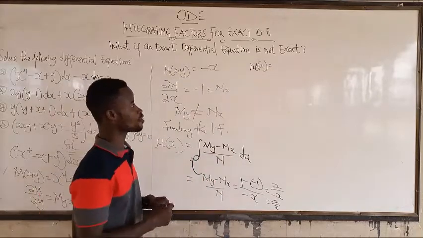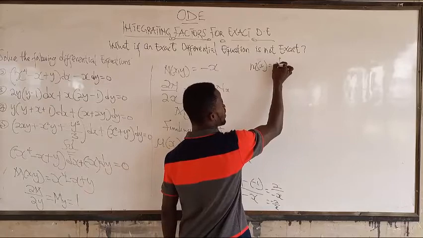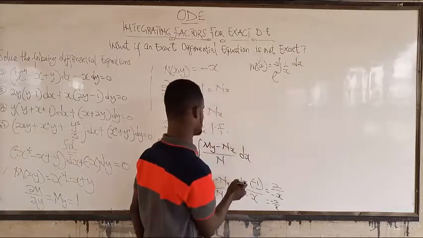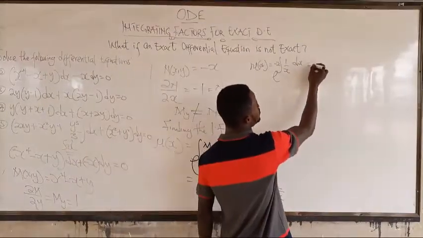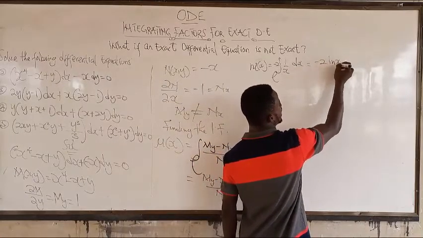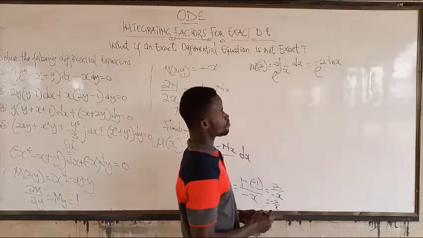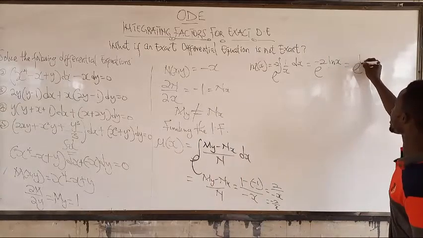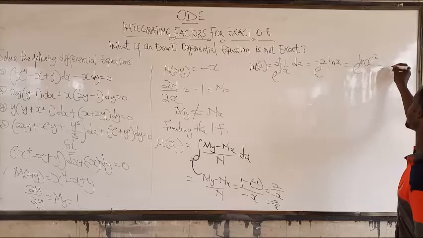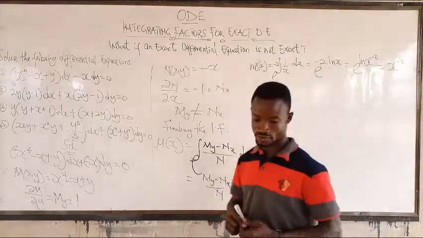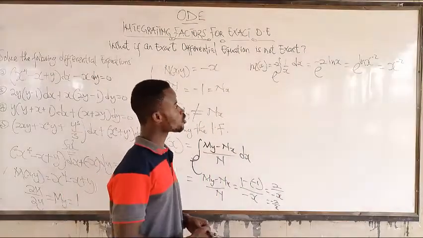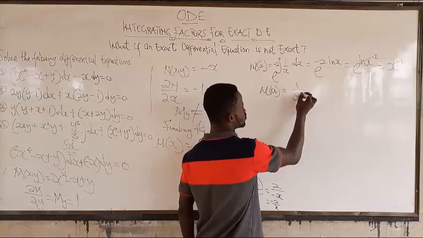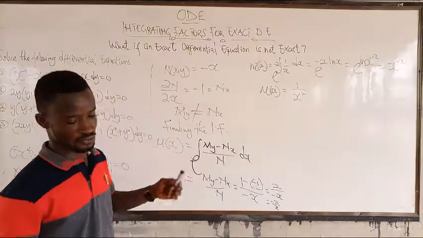So the integrating factor in terms of x is going to be e raised to the integral of, let's factor negative 2 out, 1 over x dx. And this we are going to get e raised to the power negative 2 ln x. With this, we know that this is going to be e raised to the power ln x to the negative 2, and this is going to give us x raised to the power negative 2. So that concludes that our integrating factor is going to be 1 over x raised to the power 2. So this is our integrating factor.